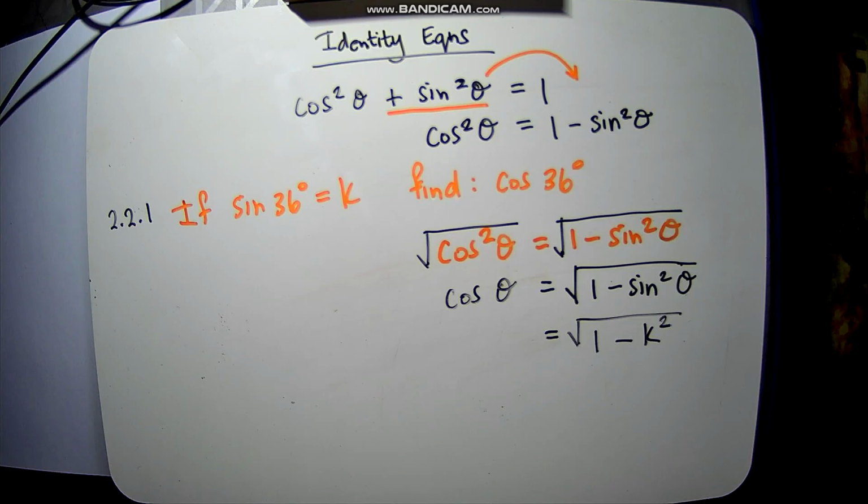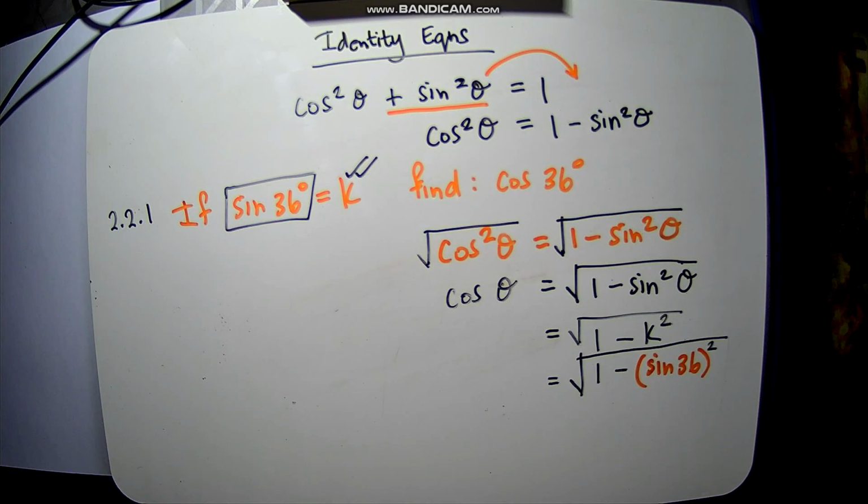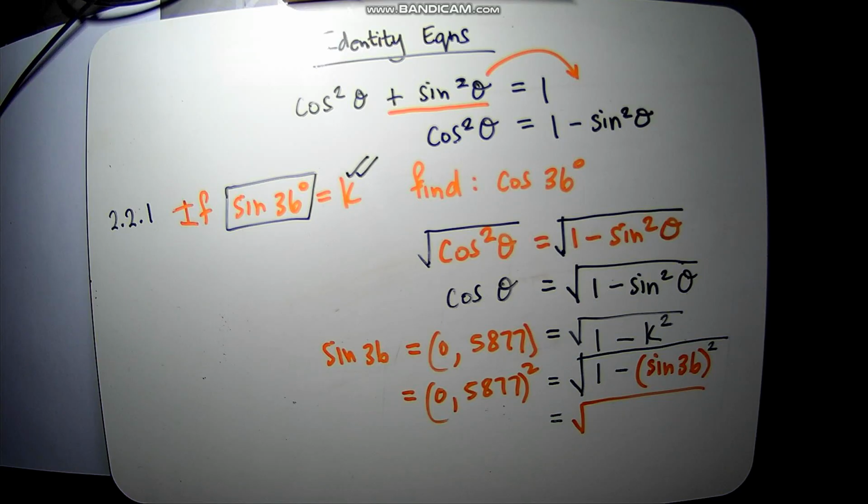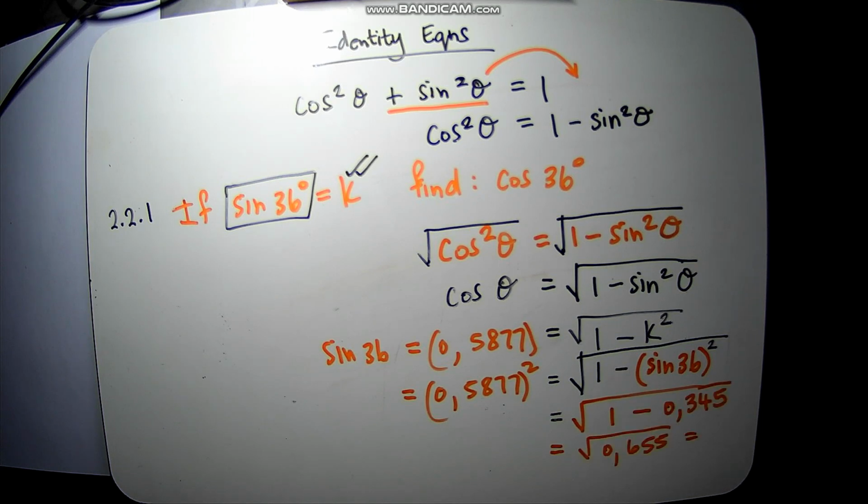Where k is, we can substitute sine 36. Punch it into your calculator as it stands, and you will get the final answer for cos 36. It'll look like that on the screen. On our calculator, sine 36 equals 0,5877. It continues. Square the answer. You will then get an answer. Put that now under the square root sign.